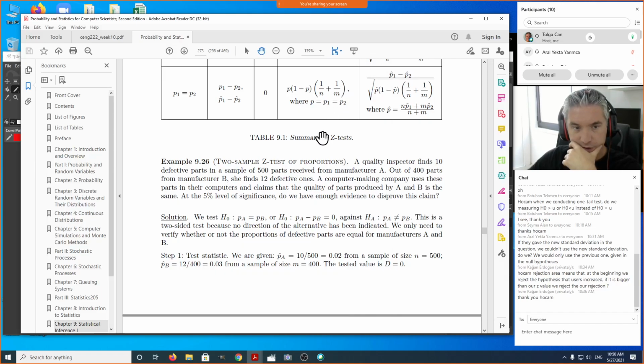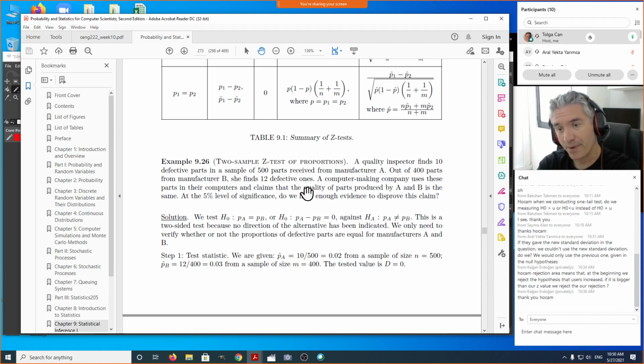All right. So let's continue with this example, which tests two population proportions. It's a two sample z-test for proportions. So here, a quality inspector finds 10 defective parts in a sample of 500 parts received from manufacturer A.